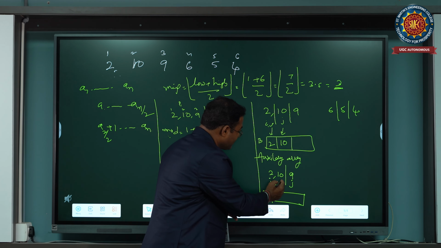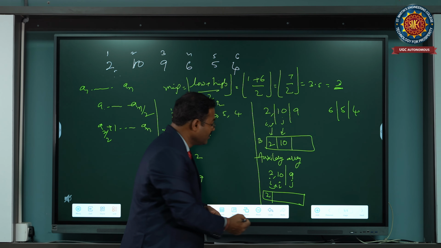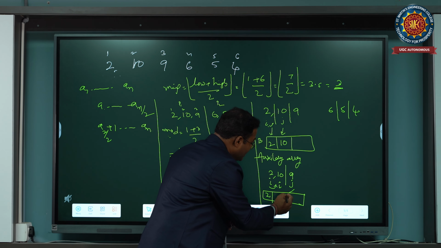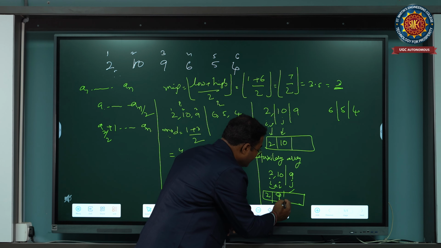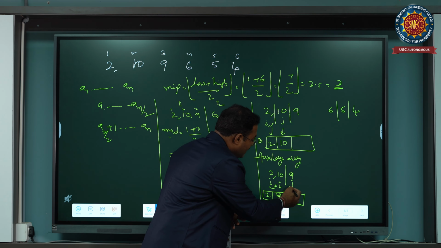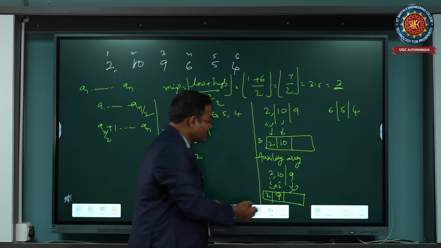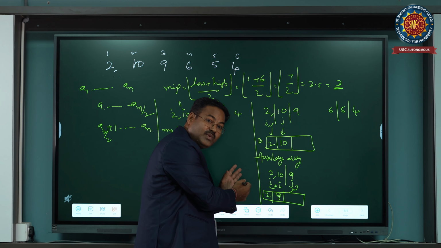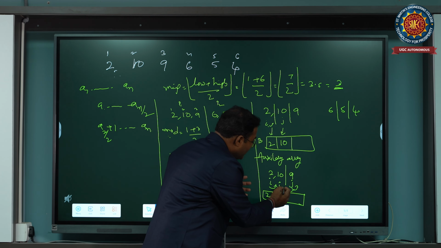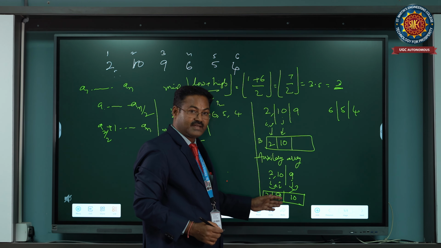Now compare i and j. Which is the smaller value? 9 is the smaller value. Copy that value into the auxiliary array. Right? And again increase j's position. There is no other j position. So whatever elements are available in the left subarray, just simply copy into the auxiliary array.